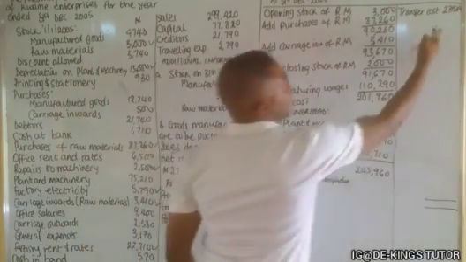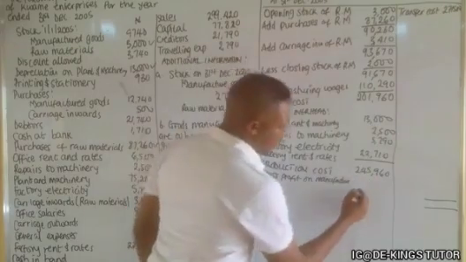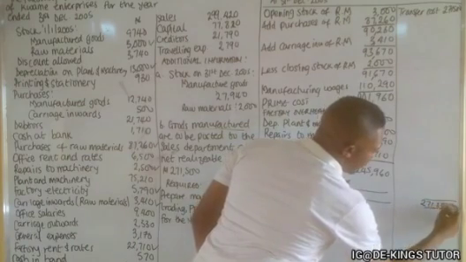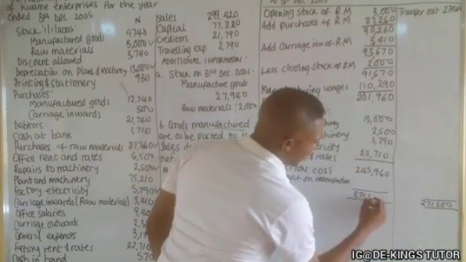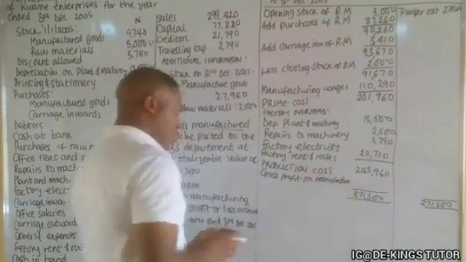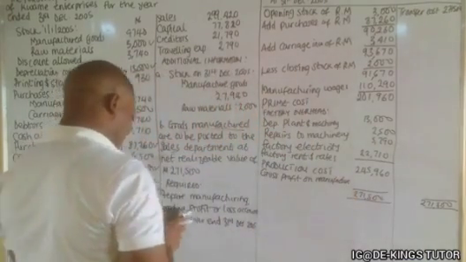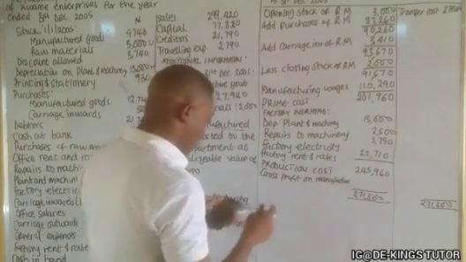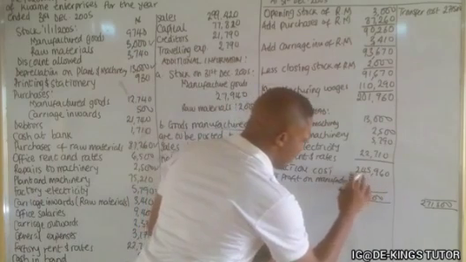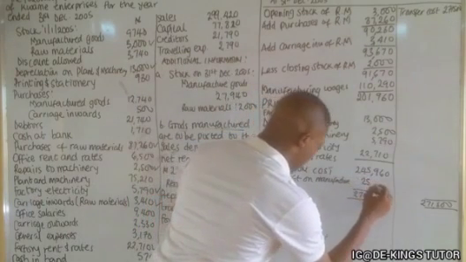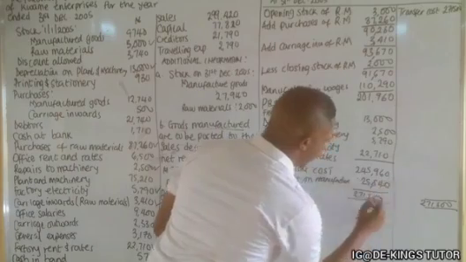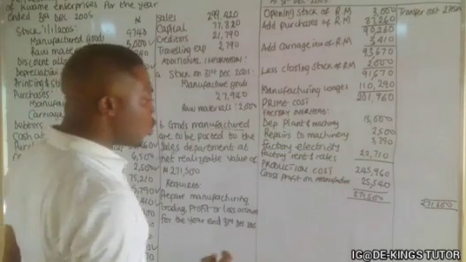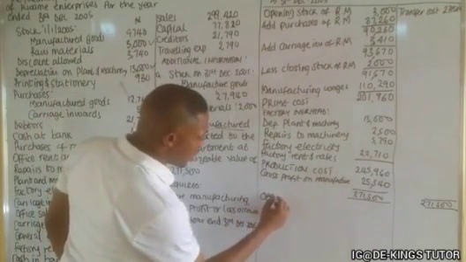So what's the gross profit? This value minus this, because we are supposed to have the same value. So this is 271,500. This is 271,500. So this minus this will give us 271,500 minus 245,960 will give us 25,540. Okay? 25,540.